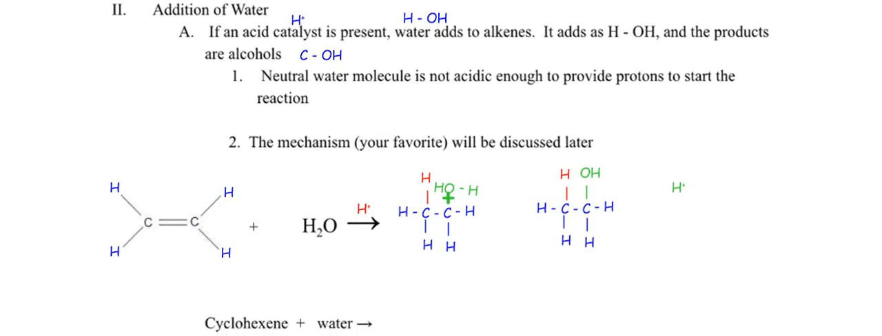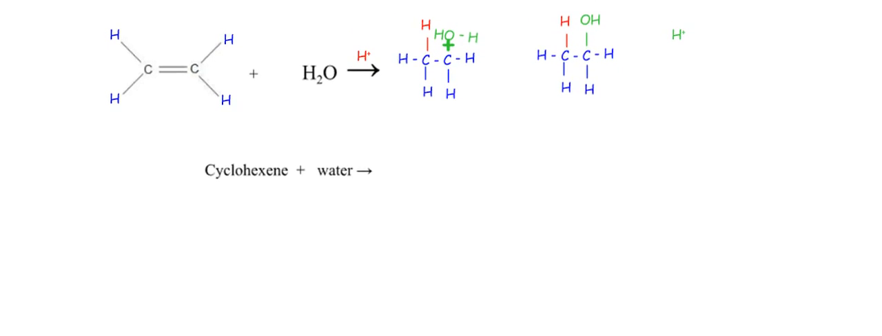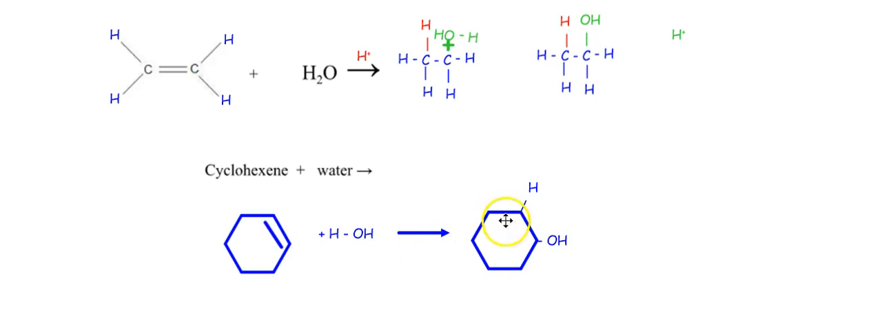You broke the bond. So why don't you try cyclohexene plus water? Go ahead and do that. Pause this, try it on your own. So this is what I got right here. So here's my cyclohexene. Here's my water. I wrote it as HOH. And you break the bond and you put an H on one and the OH on the other one.